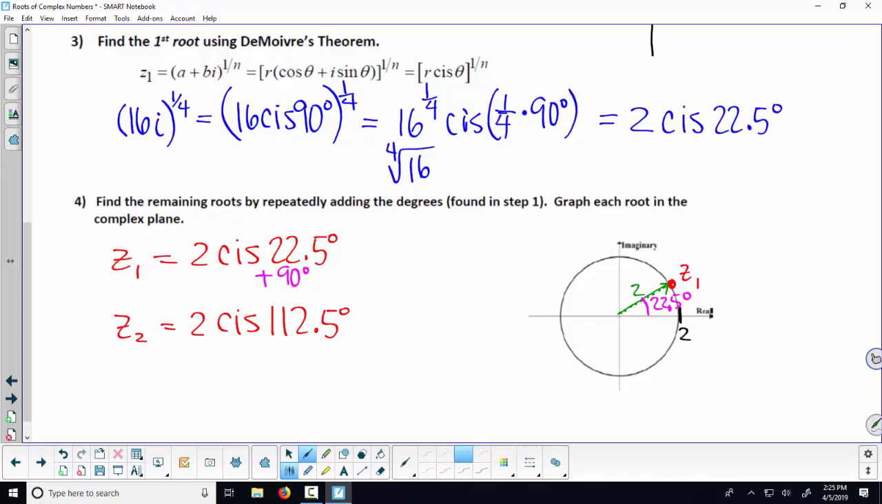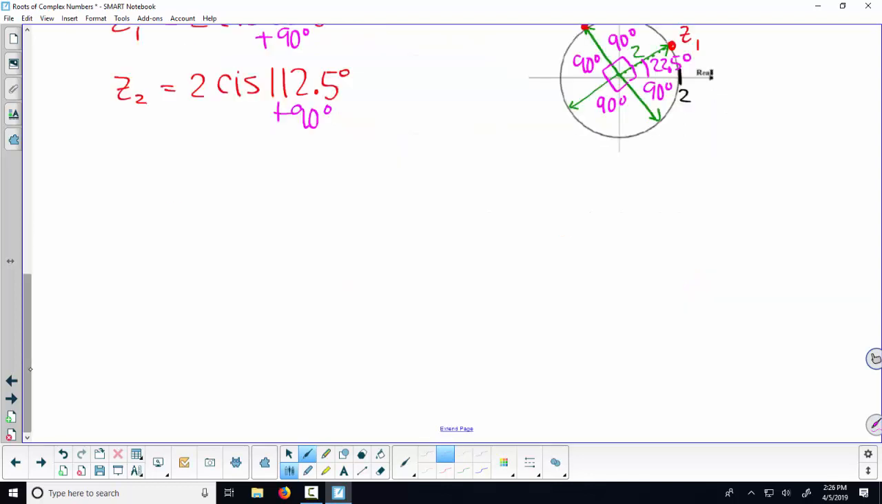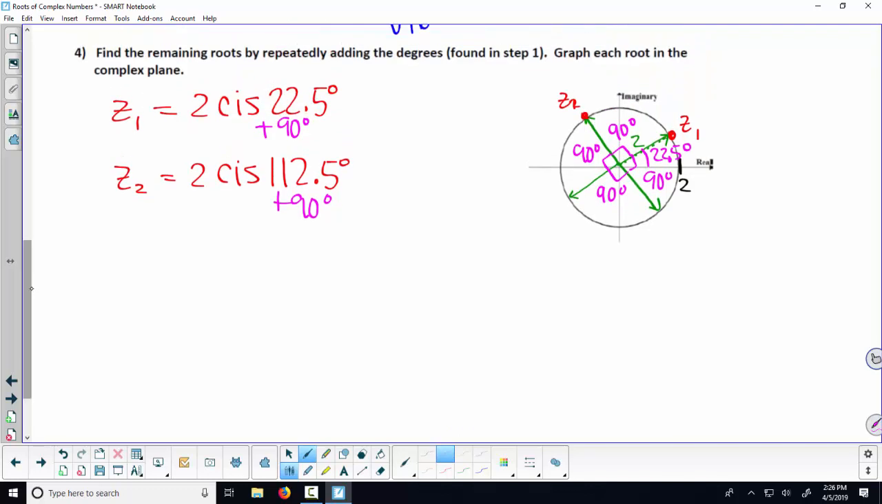Okay, so we know 90 is a right angle, so the other one's going to be over here somewhere. Not drawn to scale, by the way. So here is my second root. This is 90 degrees. And then I just continue to find the remaining roots by adding 90. They're going to be 90 degrees apart. If I add 90 and then do that another time, I will have all of the roots.